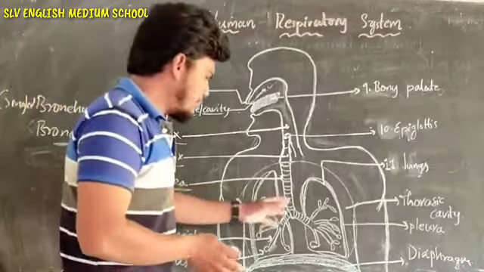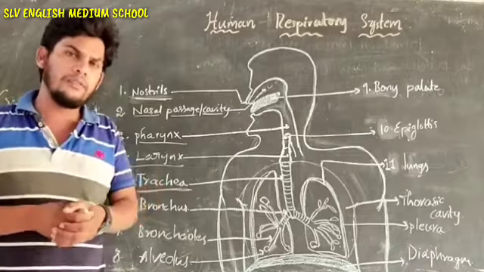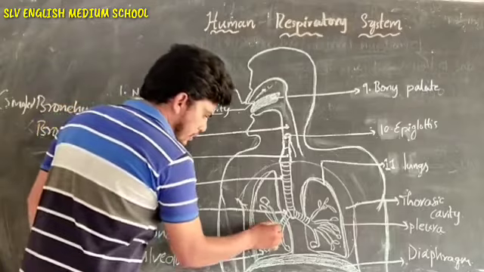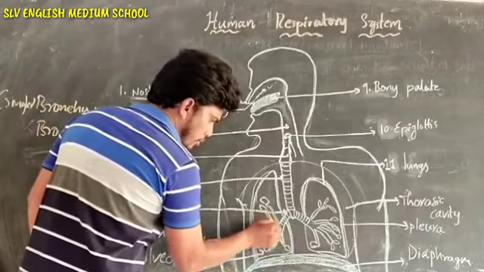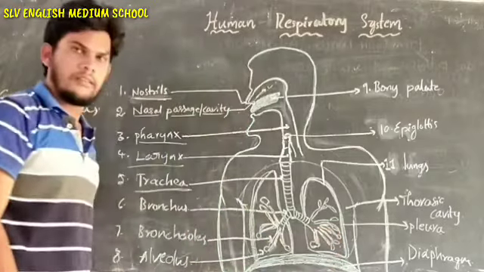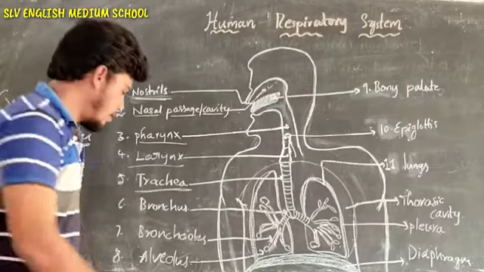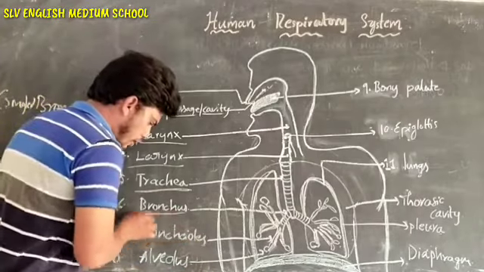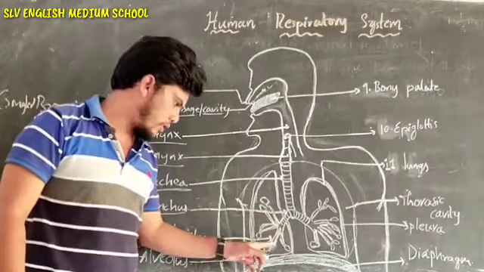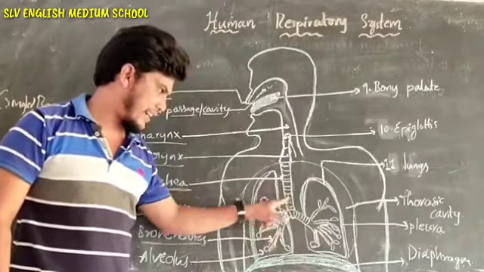Then these bronchi again subdivide into bronchioles. These are small subdivisions of the bronchus. Bronchus is divided into small subdivisions, and they are called bronchioles. This is the bronchus, and this is the trachea.